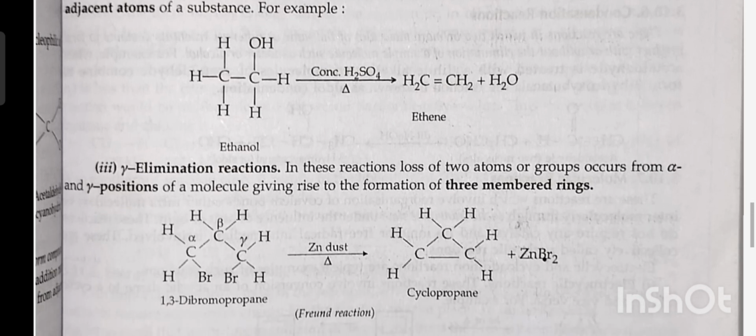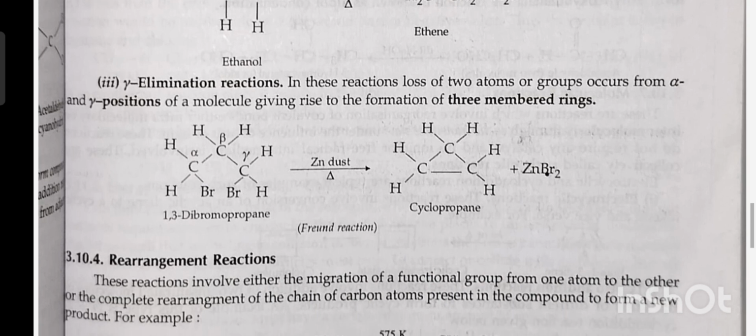Gamma elimination reaction. In this reaction, loss of two atoms or groups occurs from the alpha and gamma positions of a molecule, giving rise to the formation of a three-membered ring. 1,3-dibromopropane in the presence of zinc dust is converted into cyclopropane. This reaction is also known as the Freund reaction.